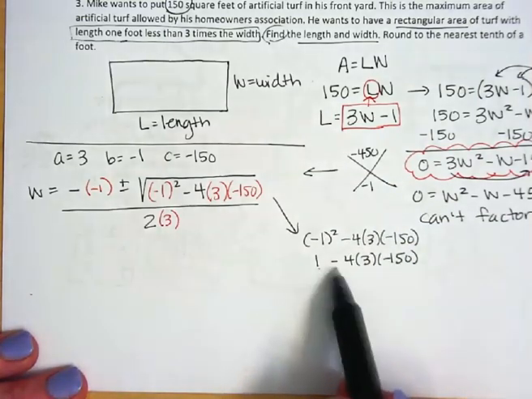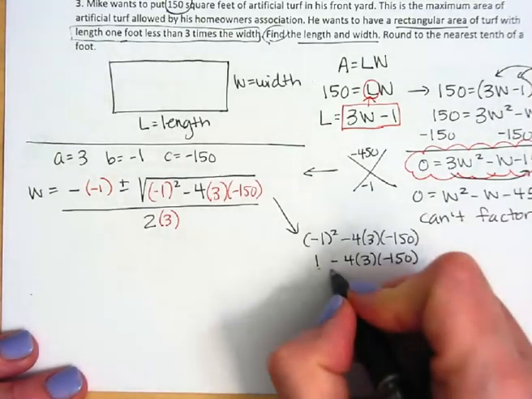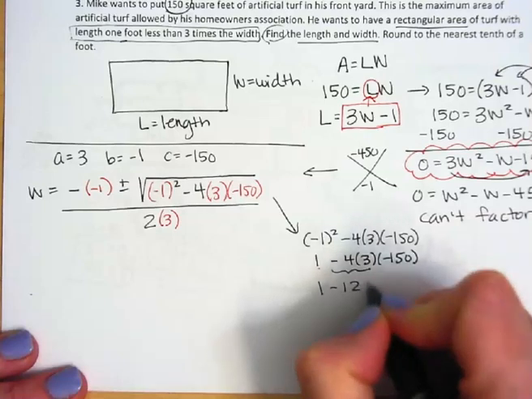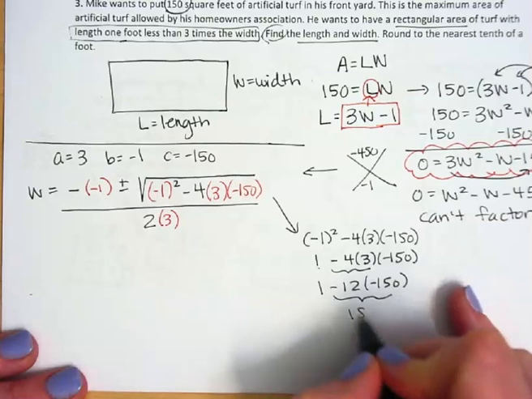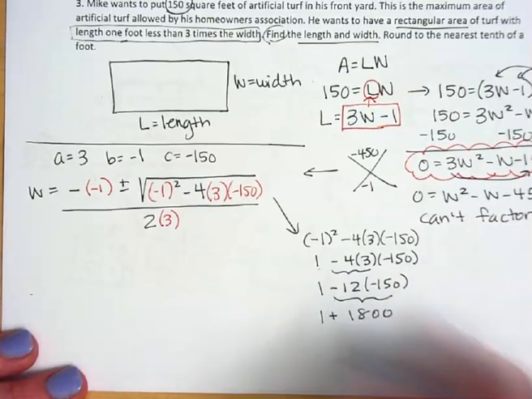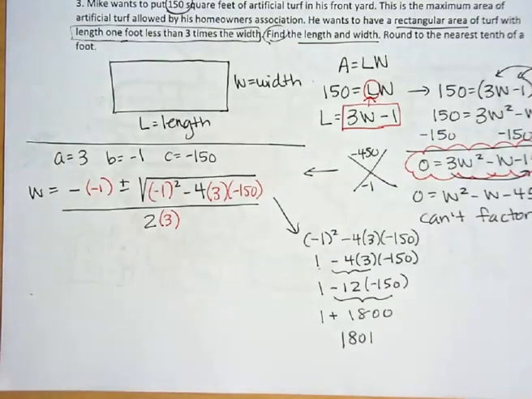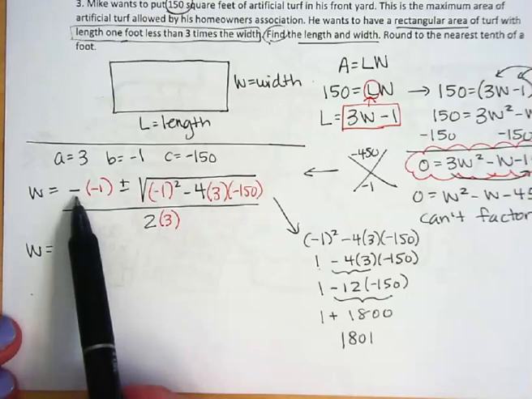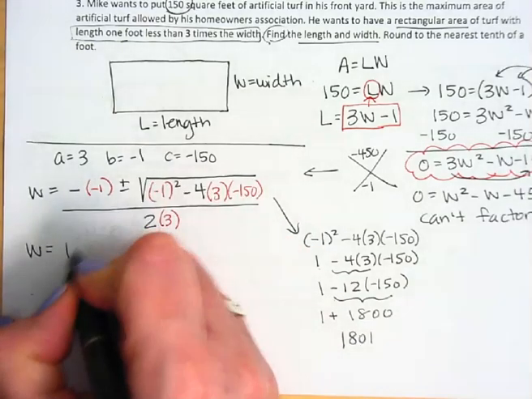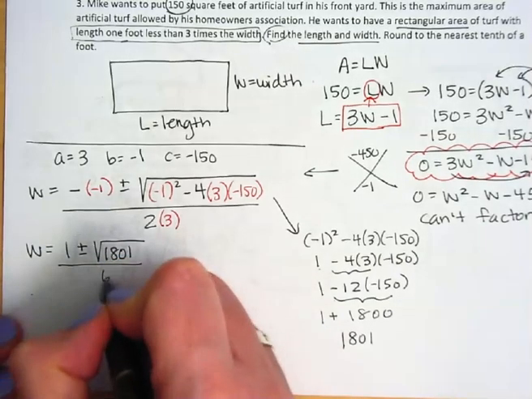And now do not do 1 minus 4 next. You're doing multiplications first, left to right. So this one gives me a negative 12. And this one gives me a positive 1800. Now you do the addition and you get 1801. And this is the number you're going to plug back into the radical. So outside the radical, I have this negative 1, which makes positive 1. Inside the radical, I have 1801, and in the denominator, I have 6.